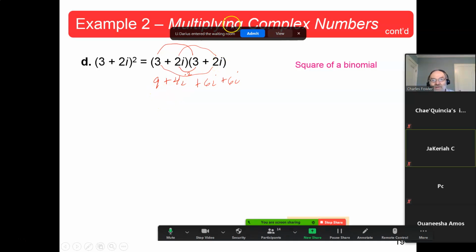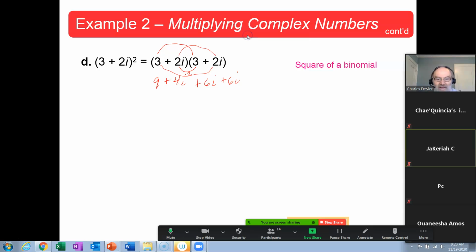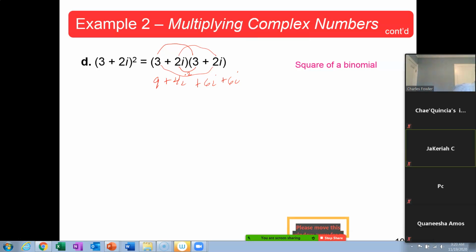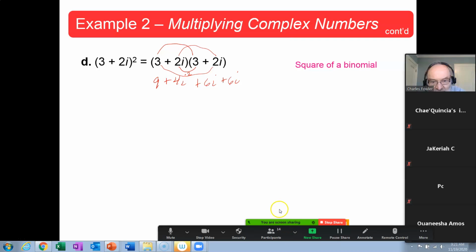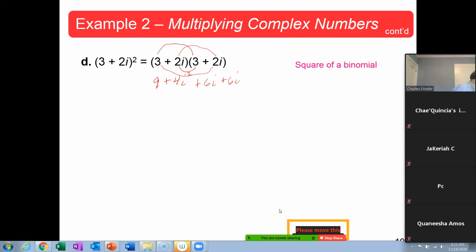Oh, here comes Ladarius. He was here before, but he's come back. I guess he got booted out or he had to leave, but I already have him marked here. So we should still be at 13 students. Let's see if we are. 1, 2, 3, 4, 5, 6, 7, 8, 9, 10, 11, 12. Uh-oh, we've actually lost somebody. We did have 14 students at one time.